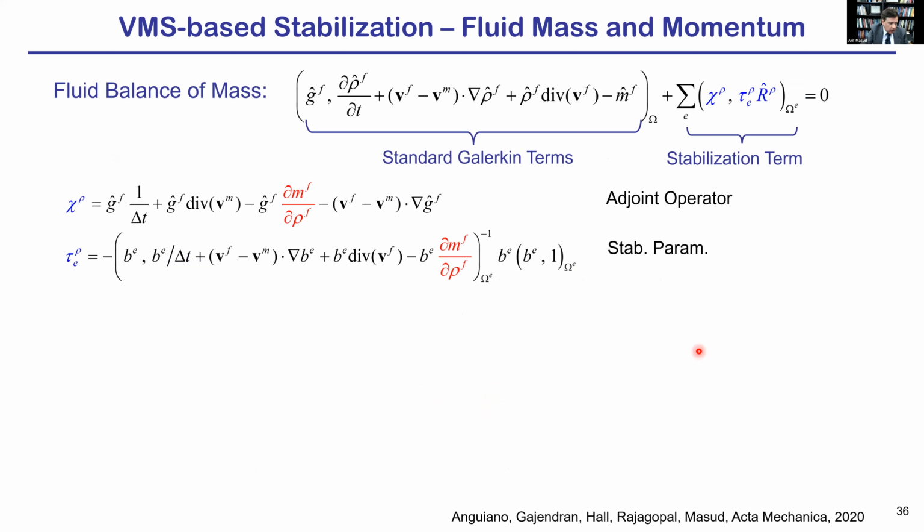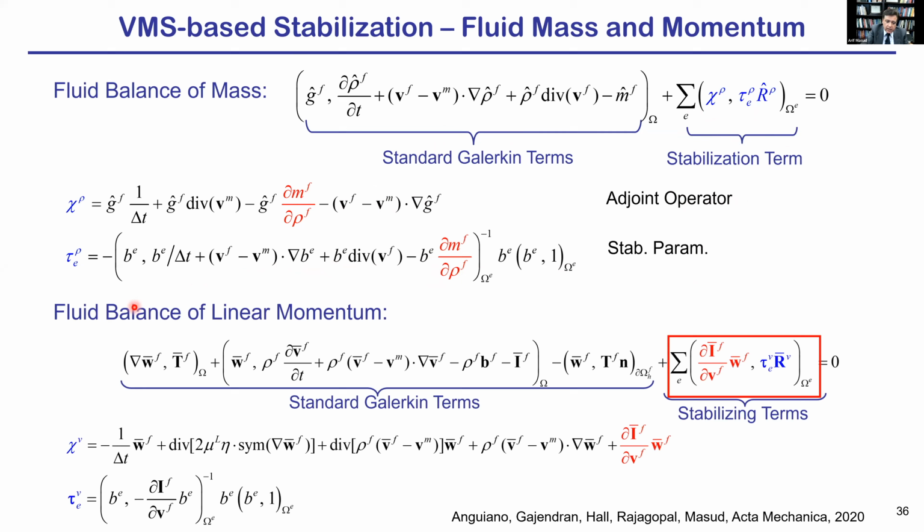So I'm going to just outline, in the last few minutes, the VMS-based stabilization that we have used. You can follow the domain interior stabilization for the mass. These are the standard Galerkin terms. These are the stabilization terms, which you can derive. Here, xi is the adjoint operator. Tau is the stabilization parameter. It is fully derived. And you can see that the operators of the governing system are acting on the fine scale fields that are used to expand the fine scales in there.